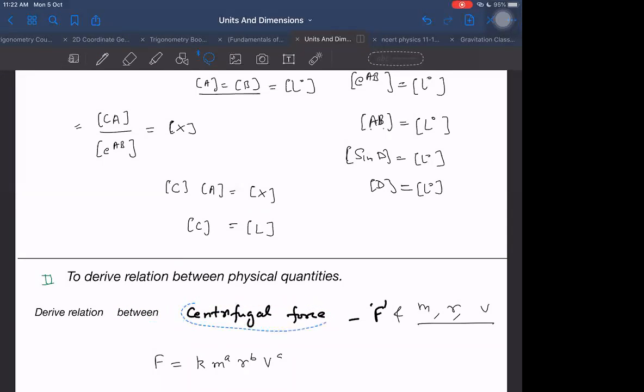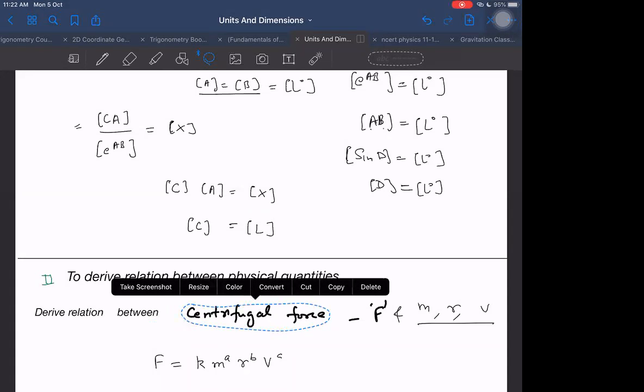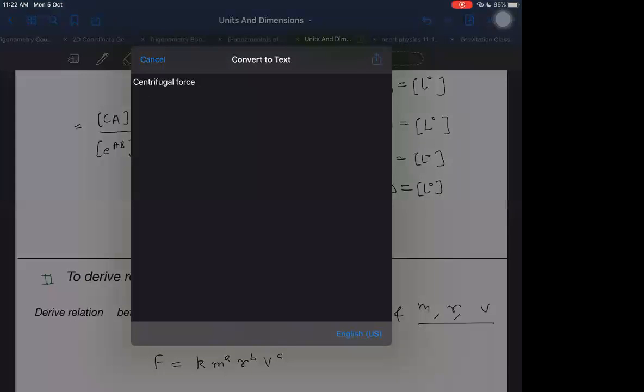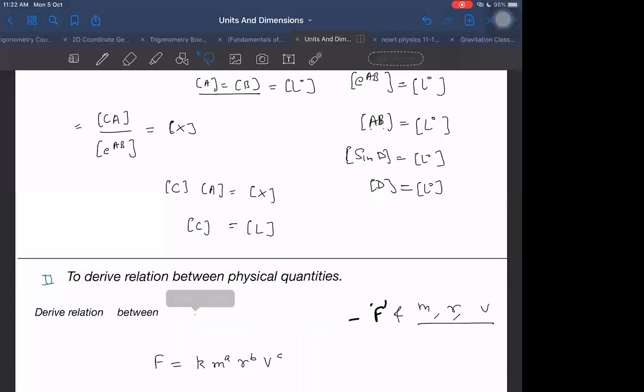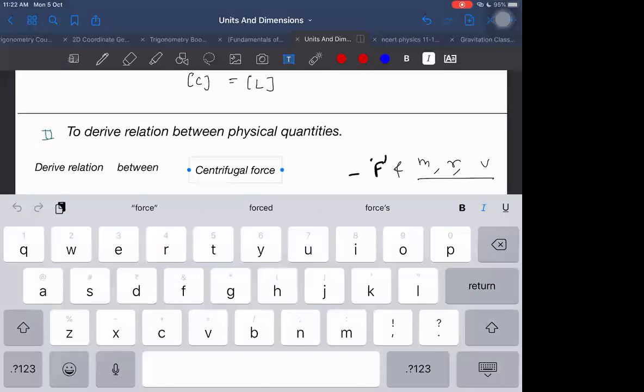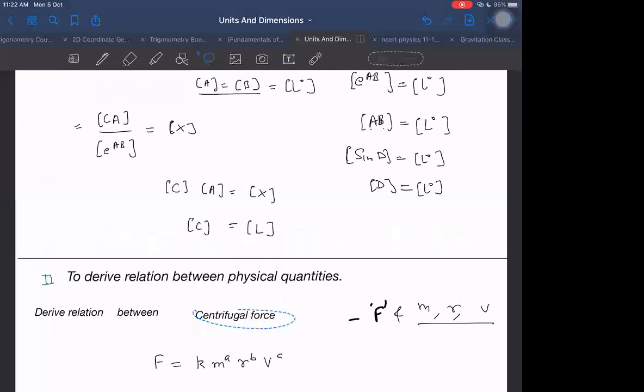How to derive? One very simple way: compare the dimensions on both sides. Dimension of left hand side equals dimension of right hand side. How many equations do we get from there? We get 3 equations. Can you open 3 equations? Yes, sir. One will be in power of M, one in power of length, one in power of time. 3 equations and 3 unknowns. A, B, C are the 3 unknowns. So we can solve 3 equations easily and get the dimensions. Not a difficult task.